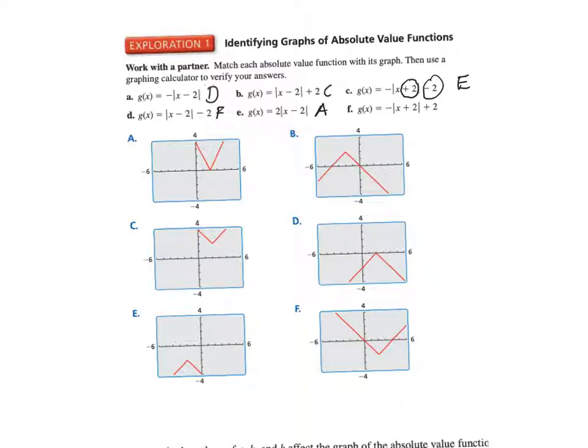And then we have a flip, a 2 left and 2 up and a flip. And that's going to be which one? It's going to be B, right? All right, good job.